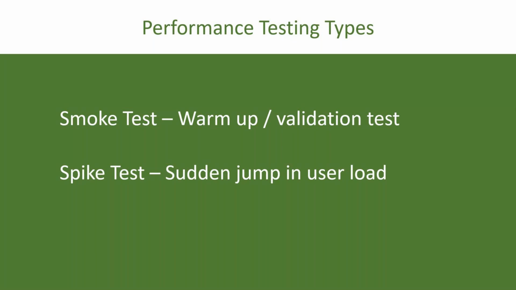Spike test. As you can see, there is a sudden jump in the user load. Let's take a different example, maybe a restaurant. Usually, let's assume the restaurant has around 100 customers walking in for breakfast or lunch. Maybe due to some event, like a political rally, a lot of people come around that area, and there is a huge sudden jump in the customers visiting the restaurant. So instead of 100, 400 people are walking in, right? That is a spike in the users.